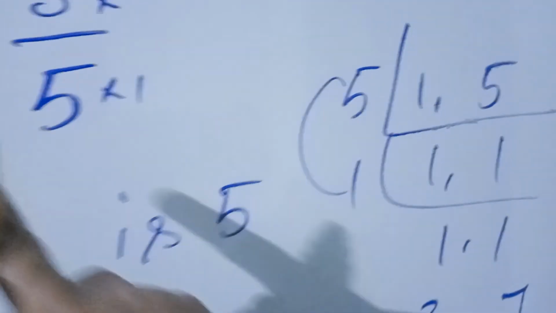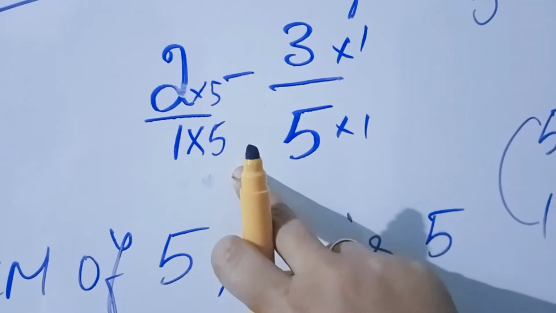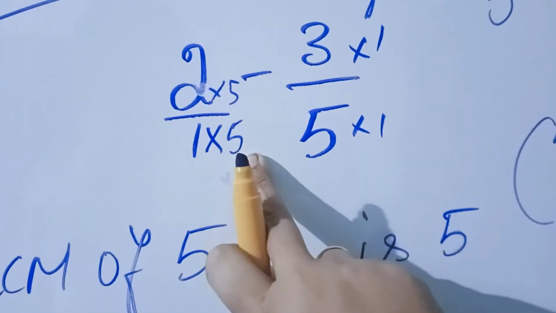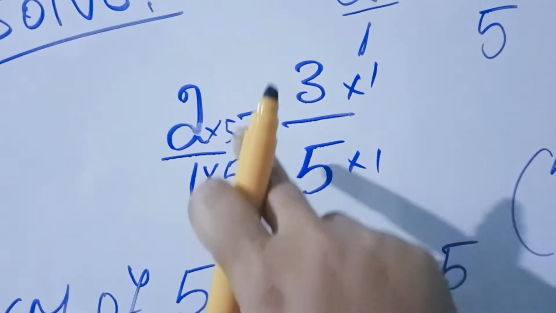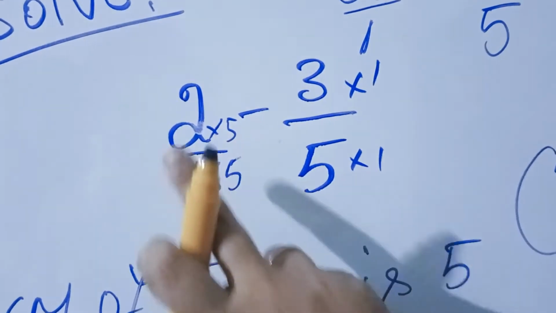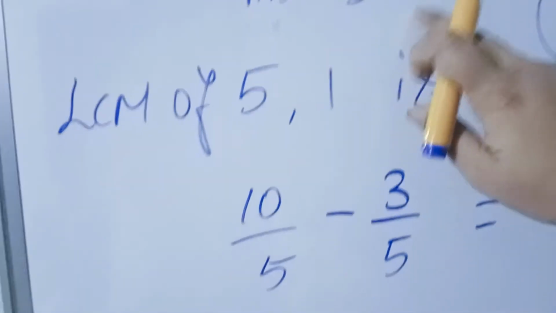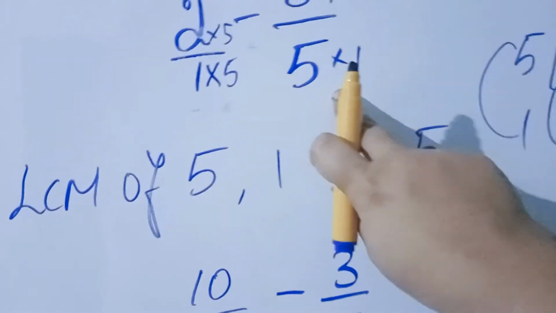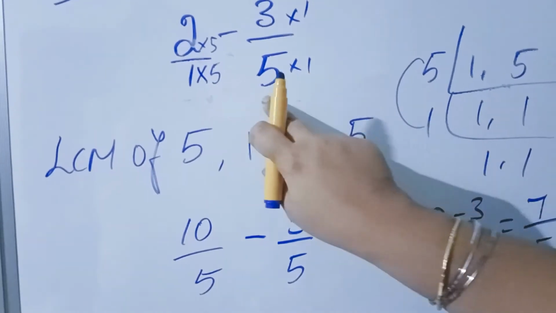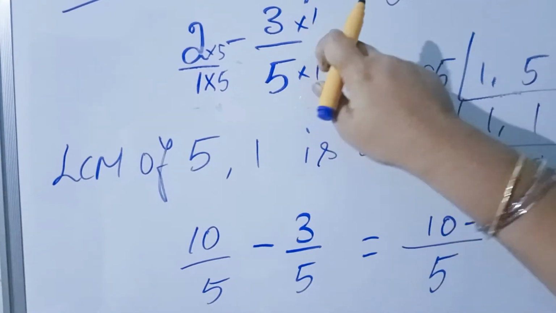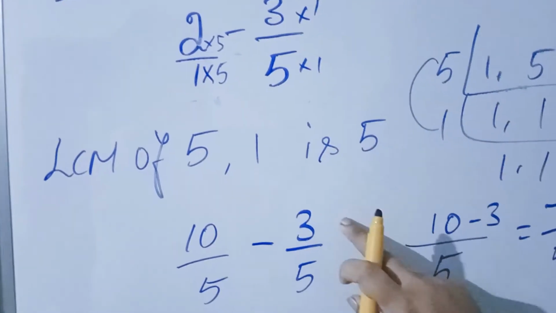Now the first fraction. Here in the denominator we need 5. For that we have to multiply with 5. Then only we can get 5 in the denominator. The same number you should multiply in the numerator also. So 2 into 5, 2 fives are 10, and 1 into 5 is 5. So 10 by 5. Next, the denominator is 5 only, that means LCM is 5 only. So here we have to multiply with 1 only. 5 into 1 is 5 and 3 into 1 is 3.